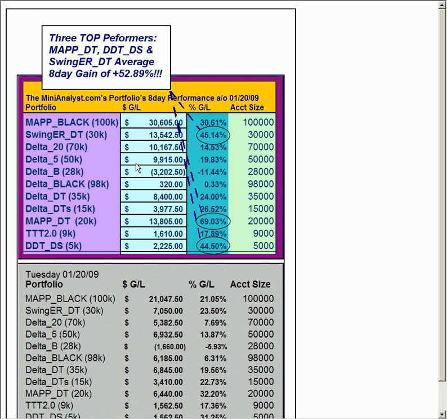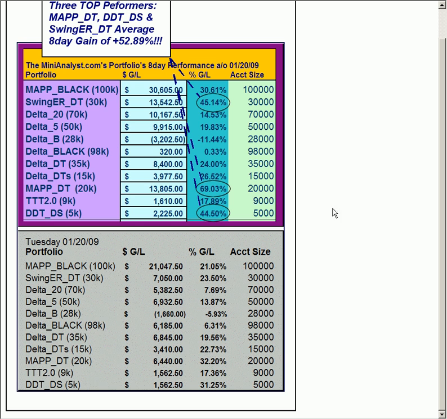But as you can see, over the last 8 days, a very nice gain of 50+% for our top three performers. The MAP DT has an astounding 69. This is the original, astounding 69.03% return. 45% was the return for the Dual Day Trader DS and the Swinger DT. Very impressive returns have been the case over the last 8 days. Of course, buttressed by the stellar moves that we saw yesterday on Tuesday in the futures markets. Big move down in the market, and we're able to capitalize nicely on the short side.